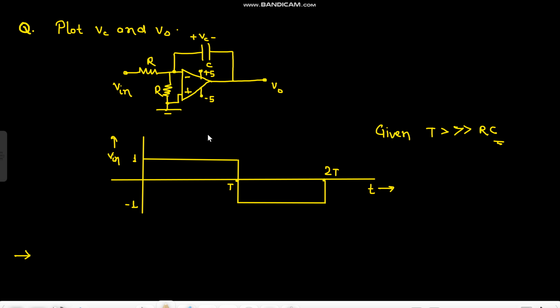Hello everyone. This is a very interesting question on op-amp configuration. This question is based on the integrator.